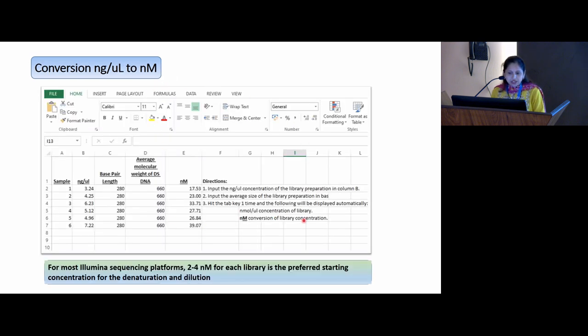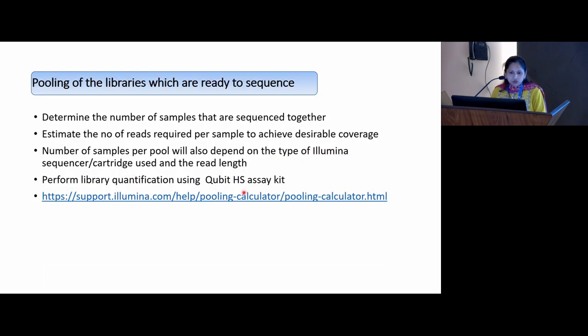You can also do it using an Excel sheet, wherein I have written this example. For 3.24 nanogram per microliter of library, you will get 17.53 nanomoles. For most of the Illumina sequencing platforms, 2 to 4 nanomolar for each library is the preferred starting concentration for denaturation and dilution of the libraries. First of all, before pooling the libraries, you need to determine the number of samples that are sequenced together.